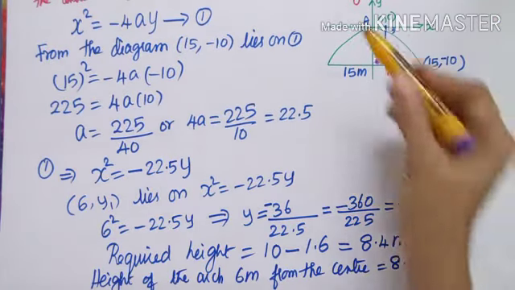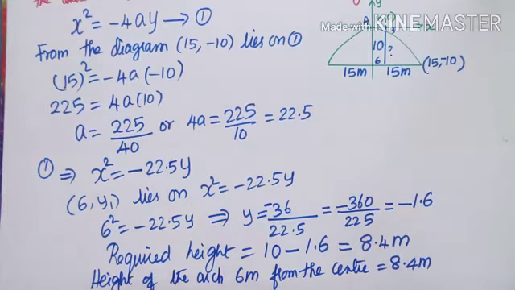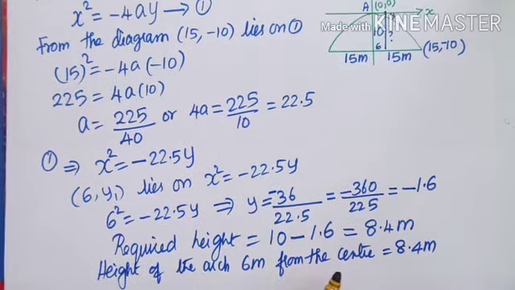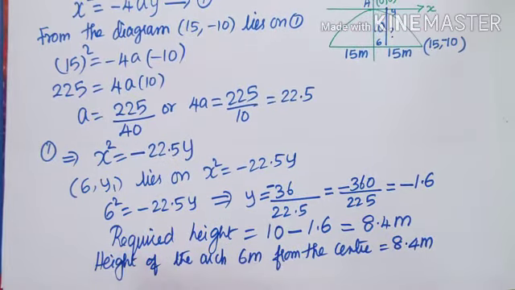So in all the word problems, give the answer in a statement. Whatever they have asked you, write according to that. Height of the arch 6 meters from the center is equal to 8.4 meters, and that is the answer.